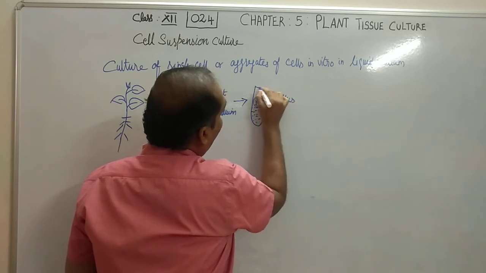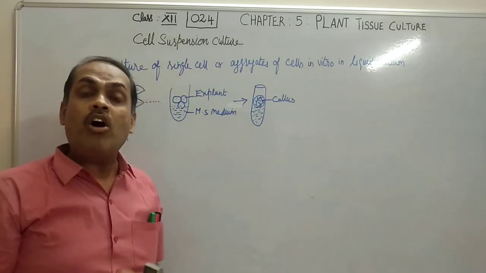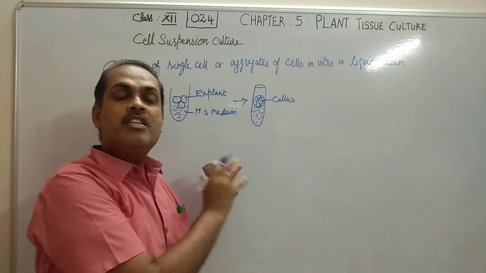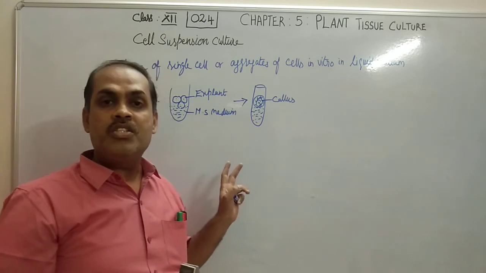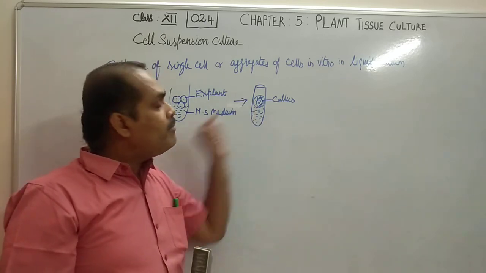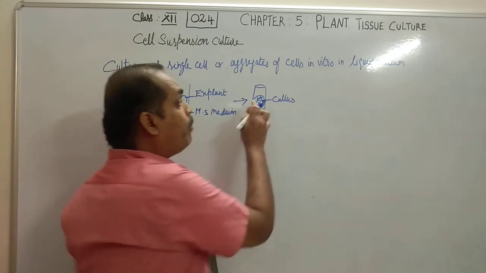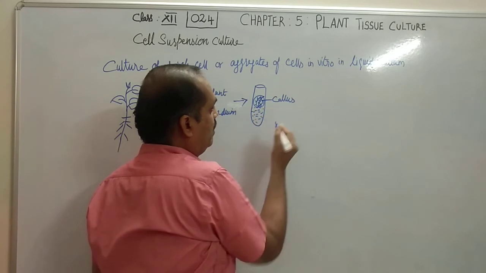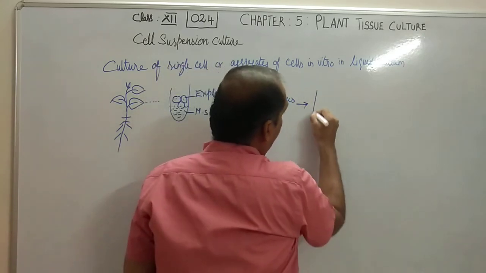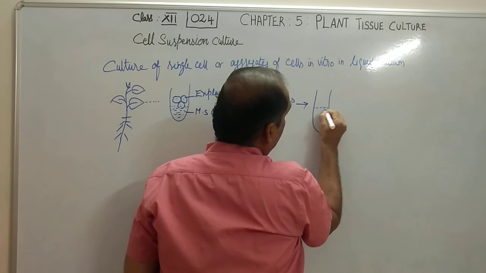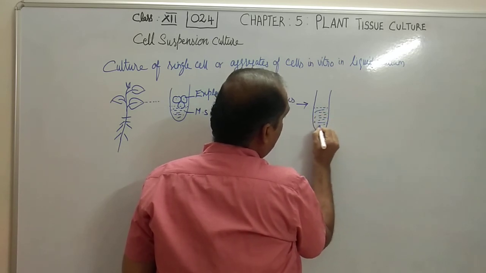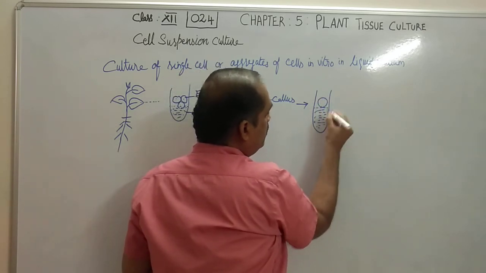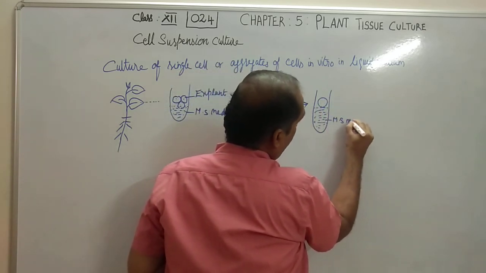Now, how will you define a callus? Callus is an unorganized mass of undifferentiated tissue. So, a ball or mass of tissues is produced when all the conditions are favorable. Now, what I am going to do in cell suspension culture, a portion of this callus is separated. So, I am going to take half of this callus and keep it in another test tube, placing it again in the liquid medium. Say again it is an MS medium.